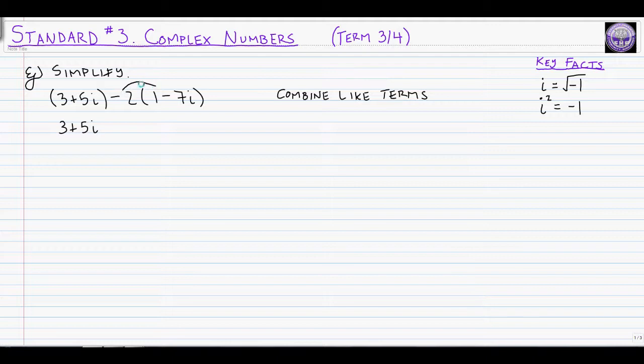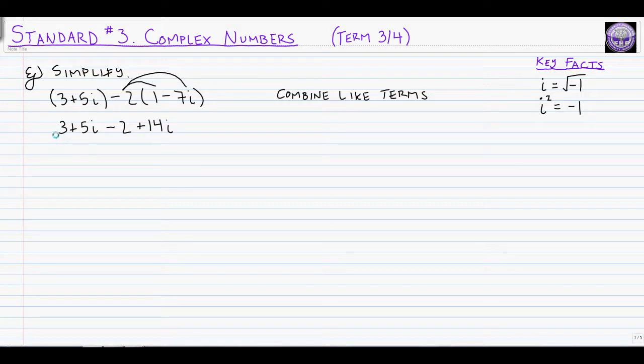I'm going to distribute that negative 2, even though it's really subtract 2, into both of these pieces. Negative 2 times positive 1 is negative 2, and negative 2 times negative 7i is plus 14i. And there we go. Notice the parentheses are no longer in the problem. We've got everything on a level playing field. Once we're here, it comes down to just combining like terms.